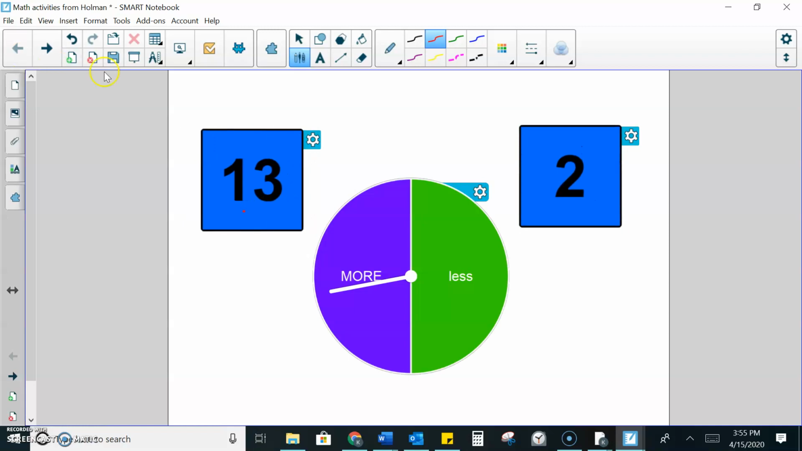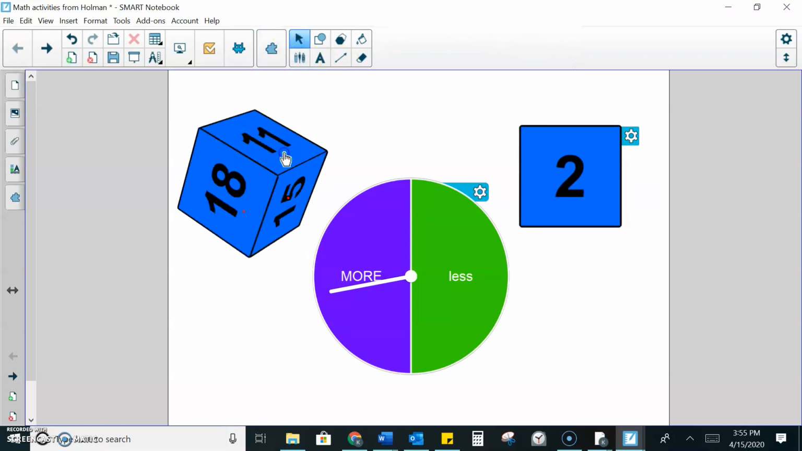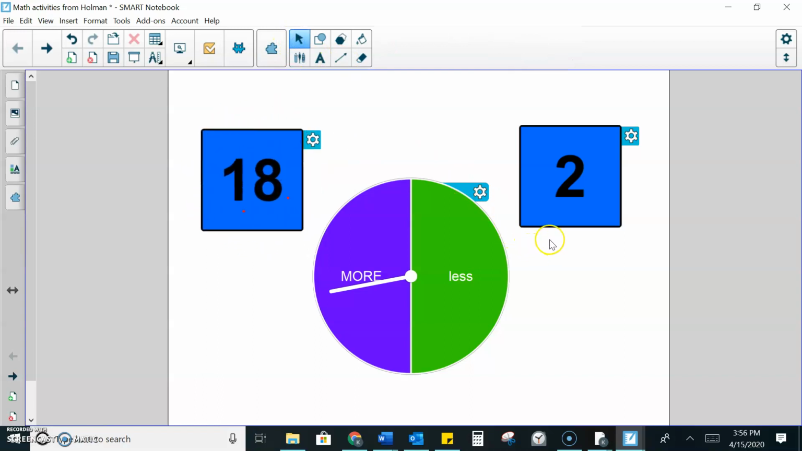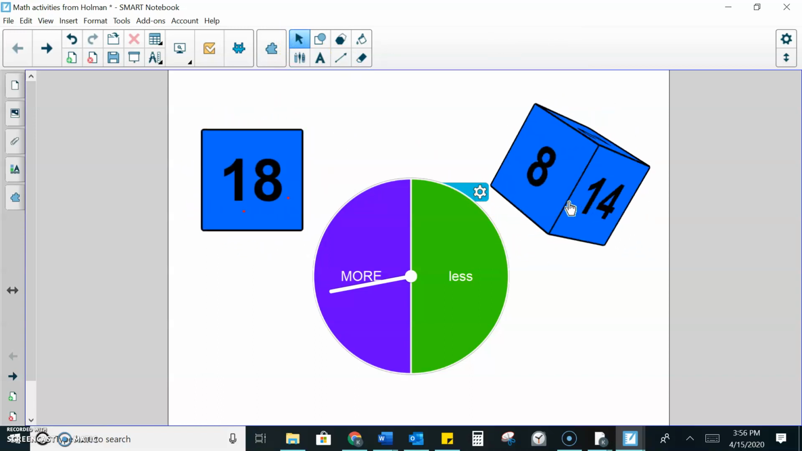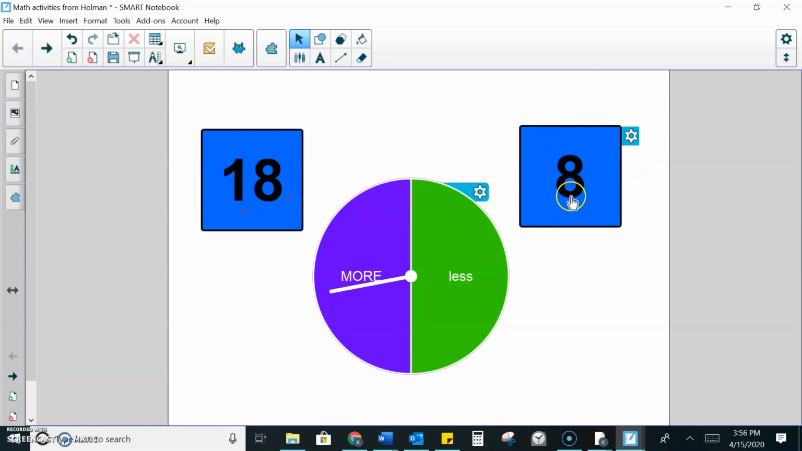Maybe this time it will land on less. Let's see. Here we go. Let's spin our spinner. What's that number? Good. 18. And what's this number? 8. Good job. Okay, let's spin our spinner. There it goes. Okay, it landed on less. So our job now is to compare these two numbers and figure out which number is less.